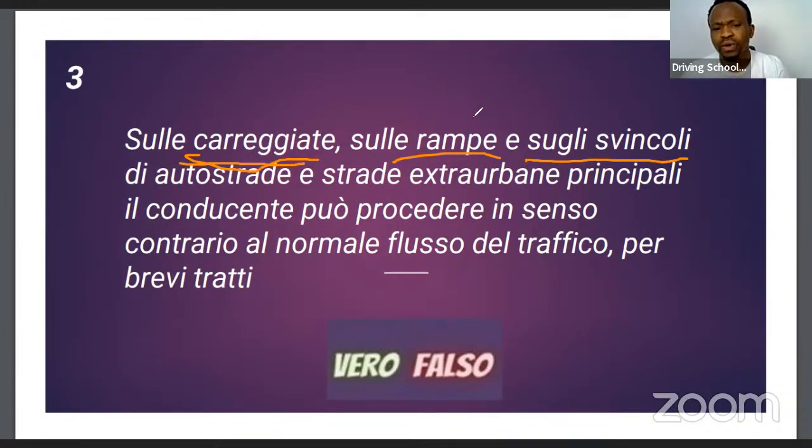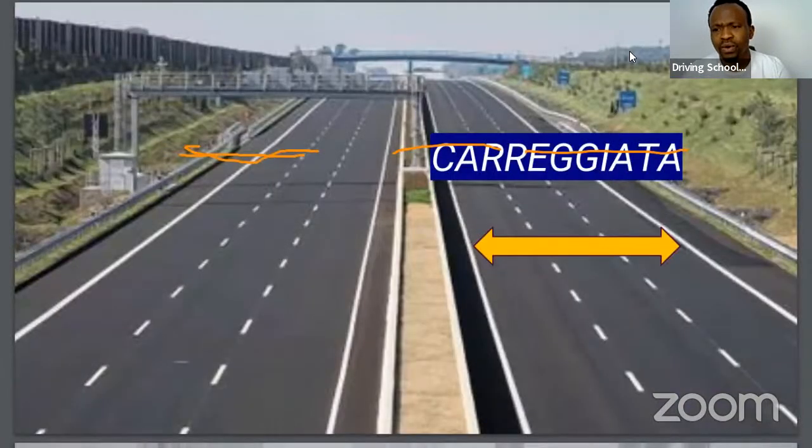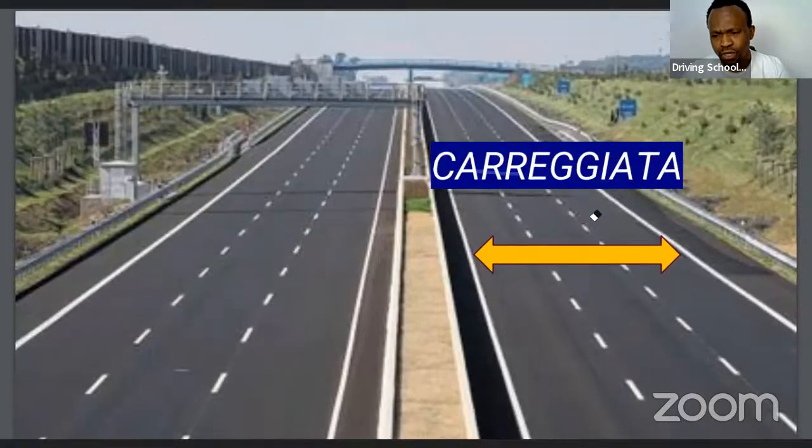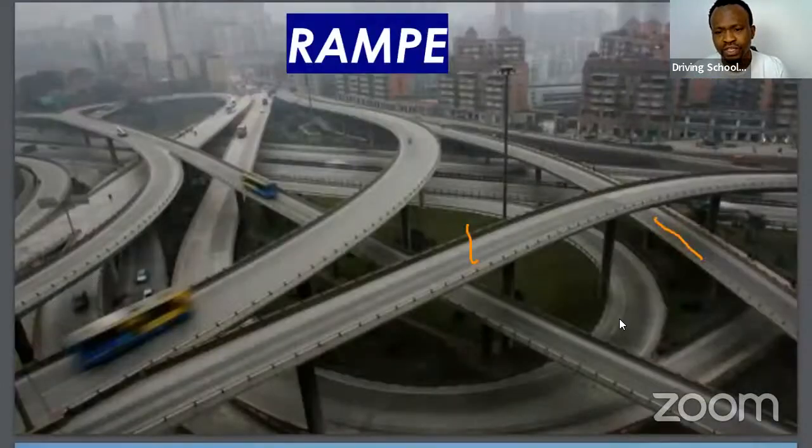So this is an example of an autostrada with 3 lanes and 2 carriageways. Here we have one carriageway, from here to here. We have one carriageway. So that question is referring to this one. Then the next one that it is referring to is this place.